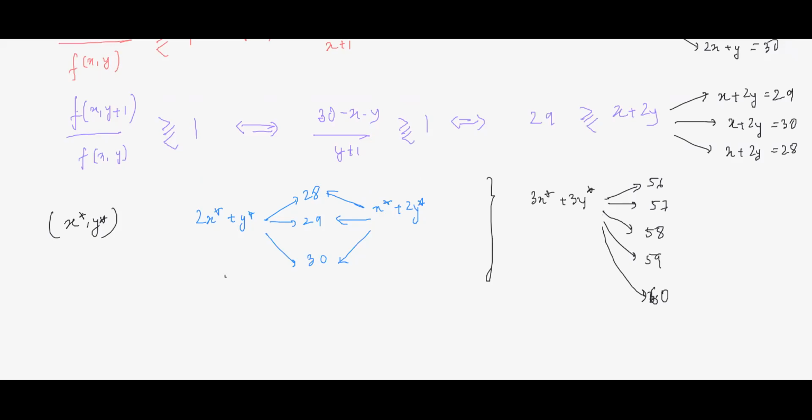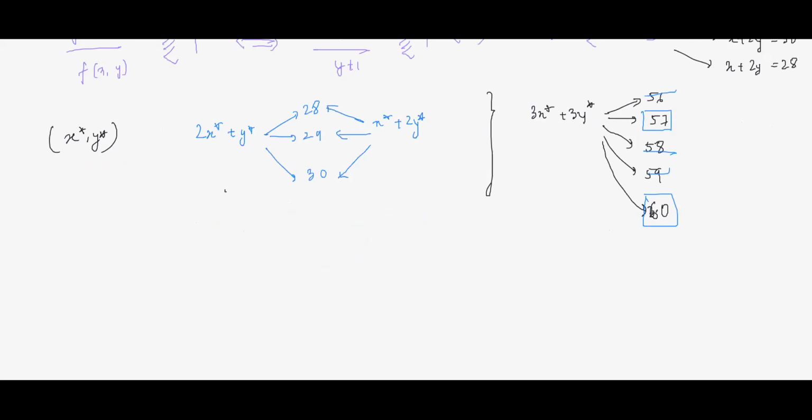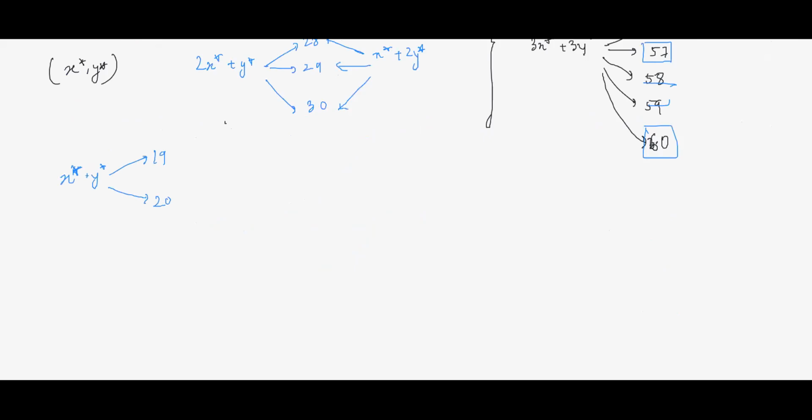Observe that the right hand side is divisible by 3. So we have two options, either 57 or 60. Others are not possible. So the maximum must have x star plus y star equal to either 57 by 3, that is 19, or 20. The maximum must satisfy this. Now observe one thing very carefully. Let's take this case.